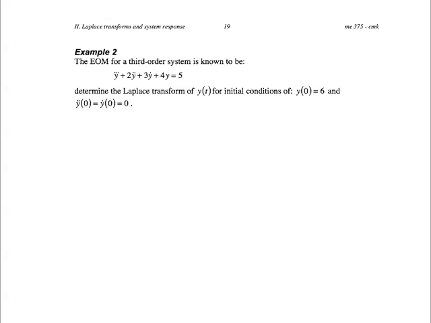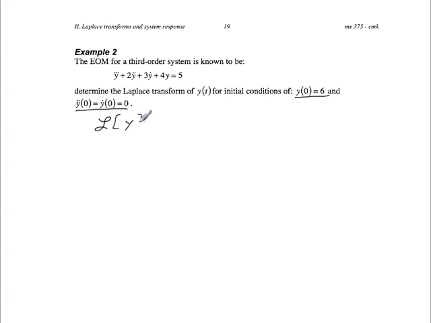Let's now look at our second example. Here we have a differential equation, third order, and we want to find the Laplace transform of the response y of t for the initial conditions of y initially being 6 and y dot and y double dot being 0. What are the fundamental ideas here?